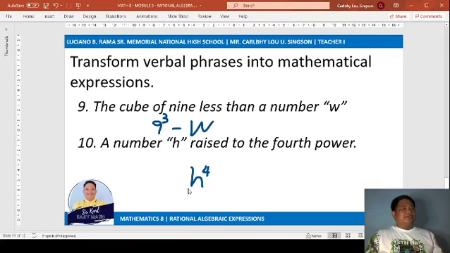Alright, so that's how you transform verbal phrases into mathematical expressions. And that is all about rational algebraic expressions. So I hope that you can identify already whether an expression is a rational algebraic expression or not. And hopefully you know now how to transform verbal phrases into mathematical expressions, especially if it deals with rational algebraic expressions.